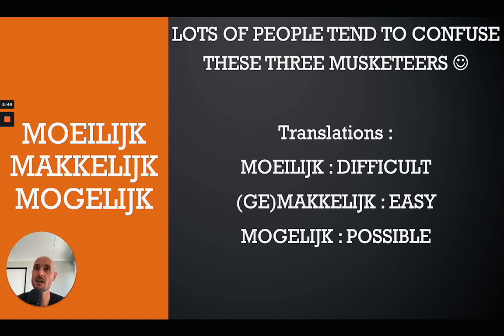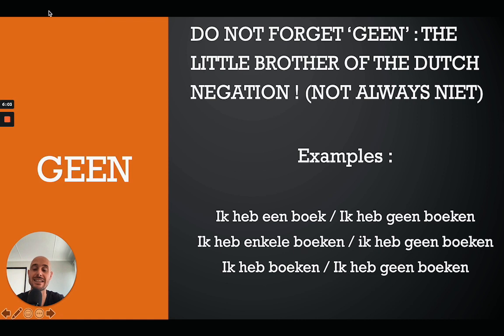So maybe a way to remember them, but you kind of have to learn them by heart. Think about makkelijk has an A, easy also has an A. So this way, at least you know that makkelijk is easy, and then for the other two, you'll need to do a little bit of learning by heart. Moeilijk, difficult, makkelijk, easy, mogelijk is possible. Right, we go to the next one, geen.